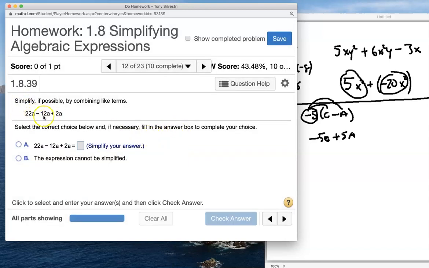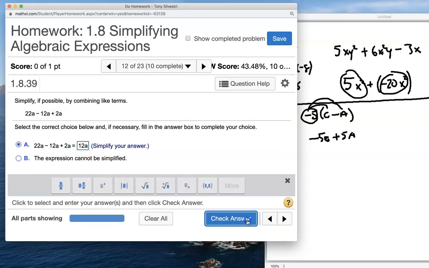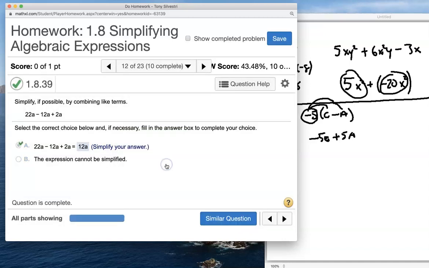Here we got a bunch of a's. That means you've got 3 terms that are combined. That's too complicated, what we got over here. So we look at the coefficients and combine them. 22 minus 12 is 10. 10 plus 2 is 12. Don't write down 12. That's not the answer. You got 12 of those a's. You got 22 of those a's minus 12 of those a's is 10a. Plus another 2a is 12a's. That's how you combine like terms.